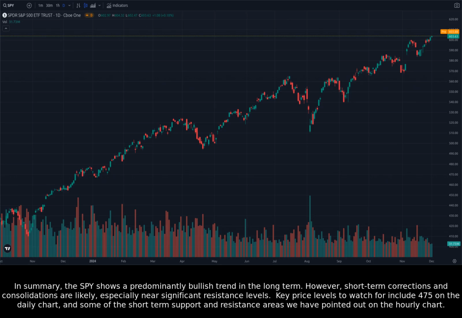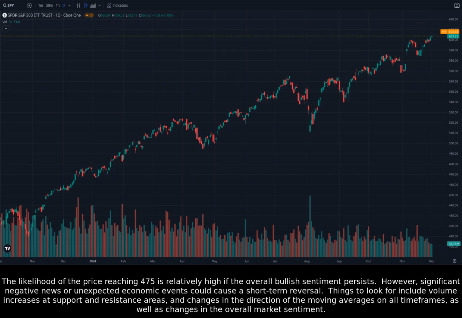In summary, the SPY shows a predominantly bullish trend in the long term. However, short-term corrections and consolidations are likely, especially near significant resistance levels. Key price levels to watch for include 475 on the daily chart and some of the short-term support and resistance areas we have pointed out on the hourly chart. The likelihood of the price reaching 475 is relatively high if the overall bullish sentiment persists.